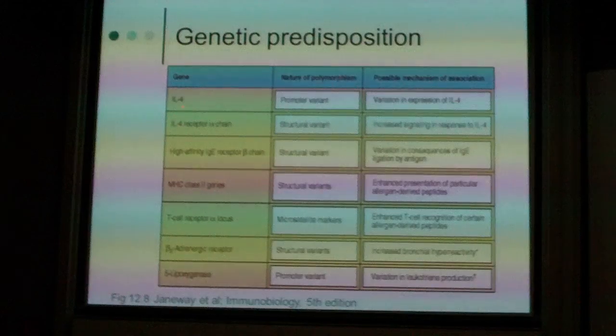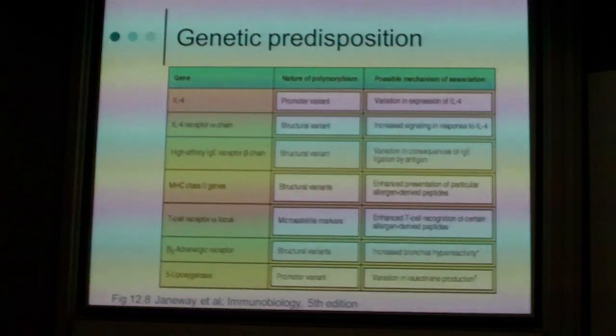The same holds for the IL-4 receptor alpha chain. There is variation in that, and you can imagine that some of the variations may lead to a better IL-4 and other ones to a worse IL-4. And if you have a better functioning IL-4, you may be prone to developing allergy easily. High affinity IgE receptor beta chain, well, it's the same story.